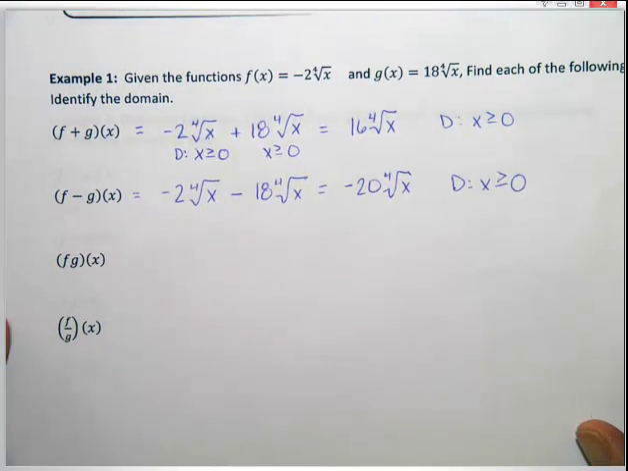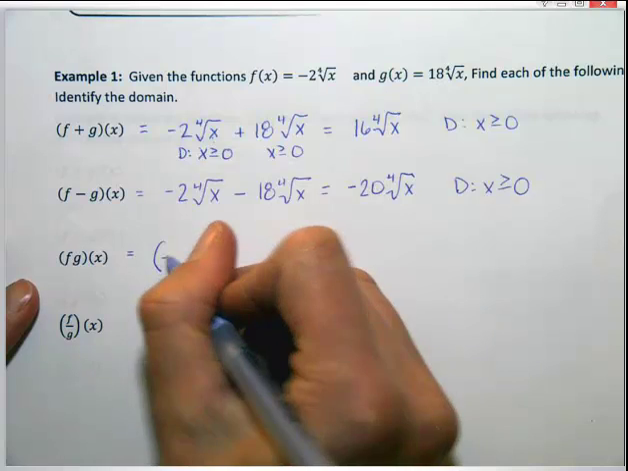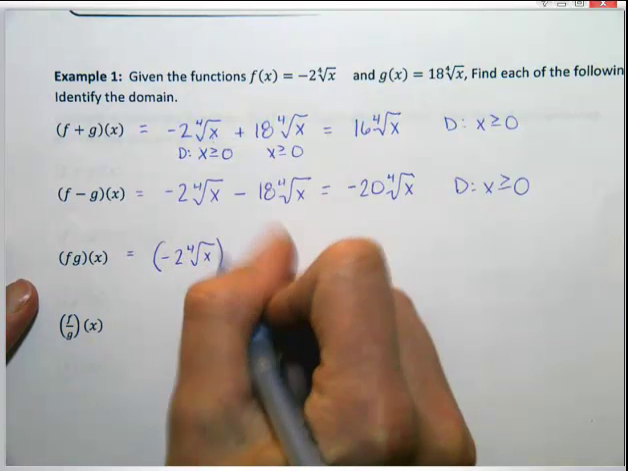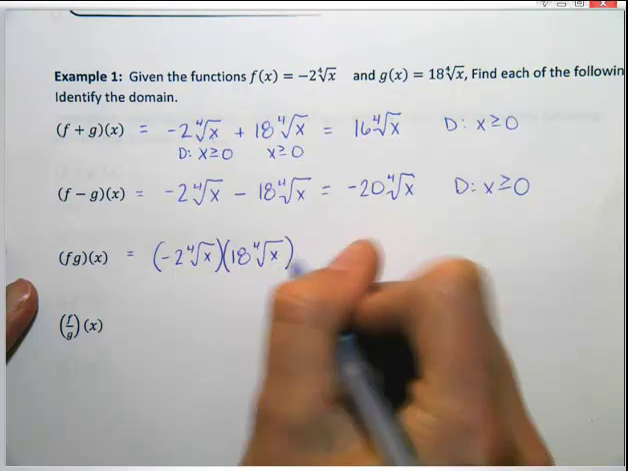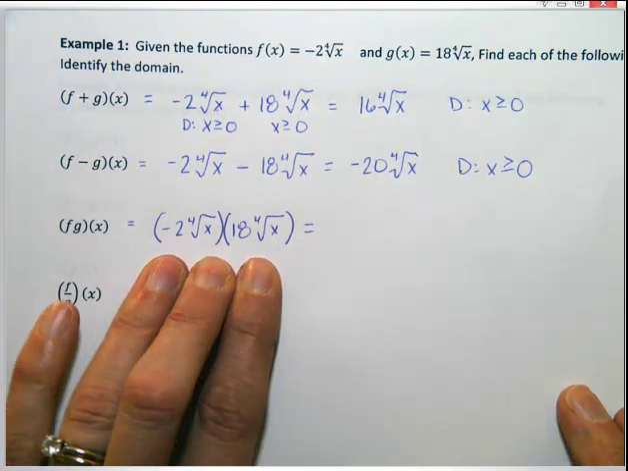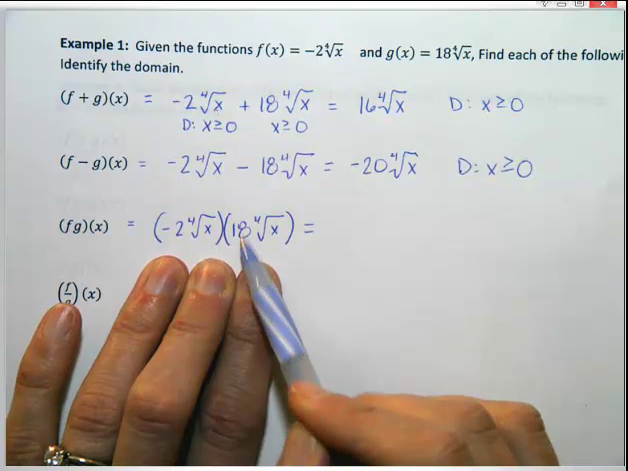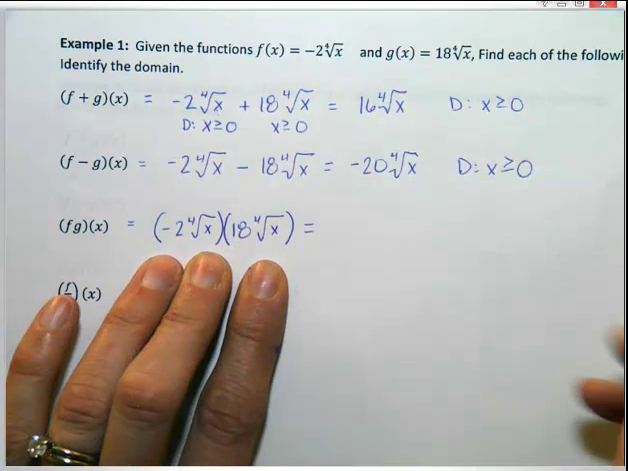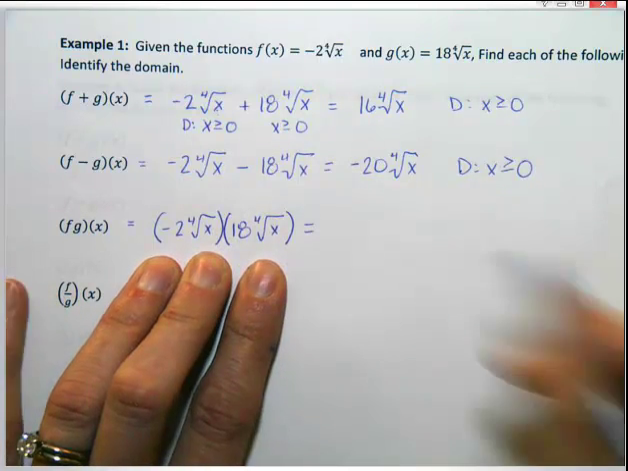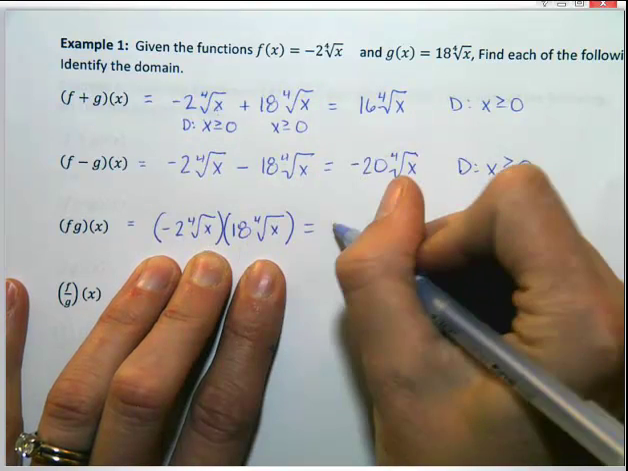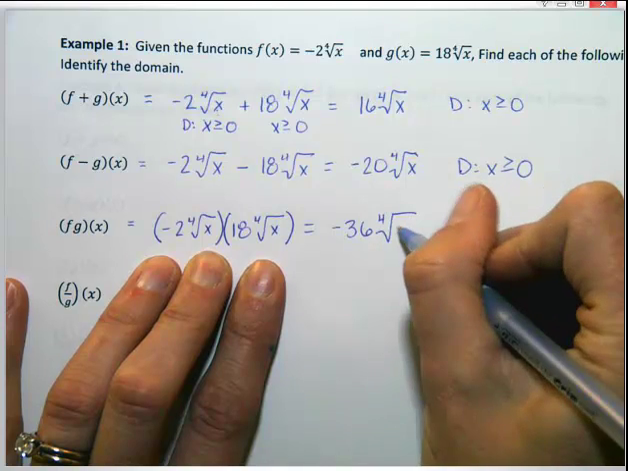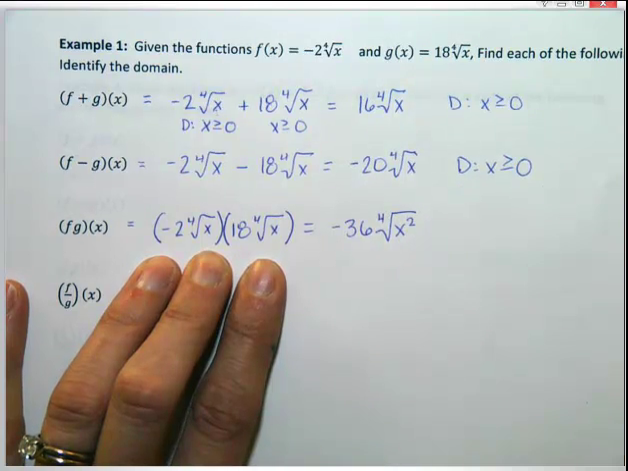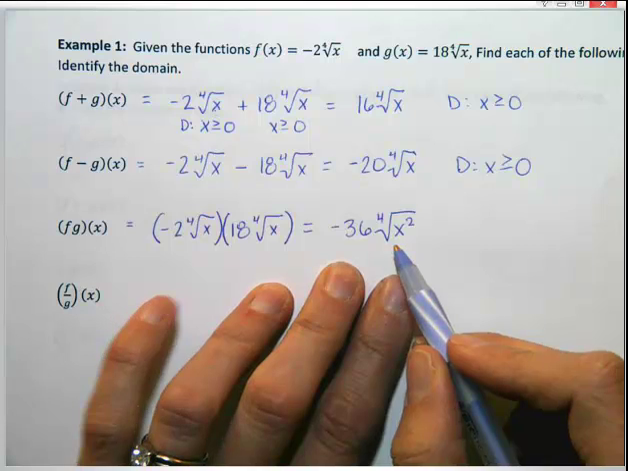The next one, we're doing f times g of x. So we're taking our f function, negative 2 times the 4th root of x, and multiplying it by the g function. And when we multiply radicals, remember the numbers outside multiply and the radicands multiply as long as the index is the same. So this will be negative 2 times 18 is negative 36, 4th root of x times x, which is x squared. Now, if we can simplify, we want to.